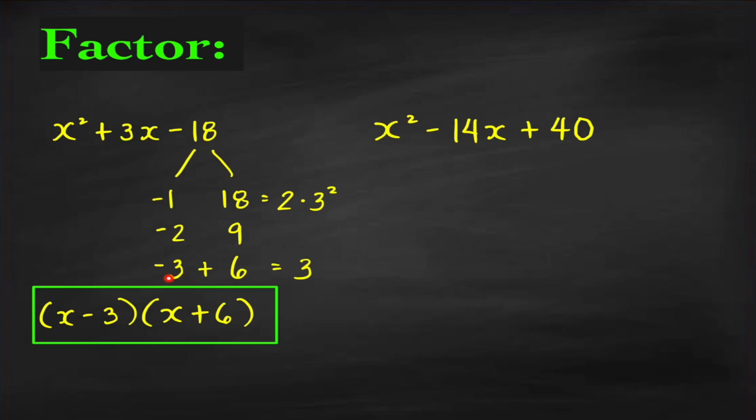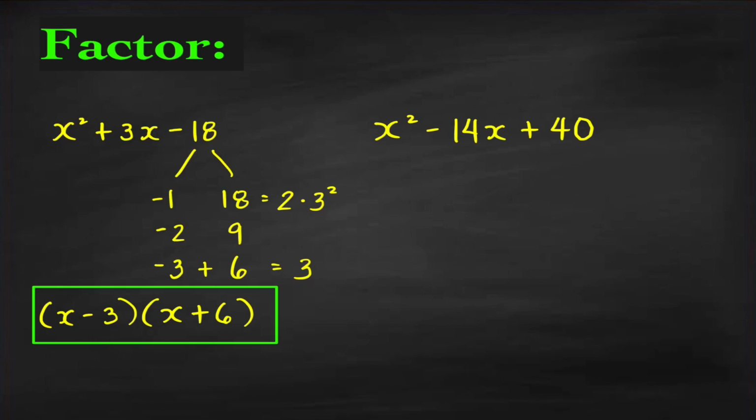And it is clear from here that their sum is equal to the coefficient of x here, which is equal to 3. So therefore, the factors are x plus m, so that is x minus 3, and then times x plus n, so that is x plus 6.